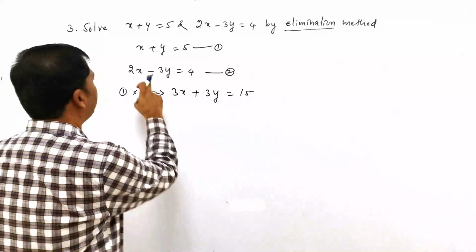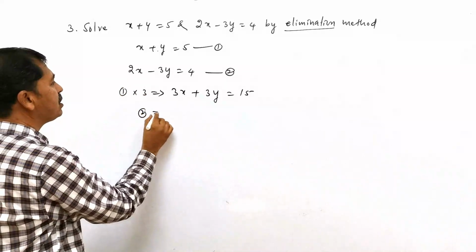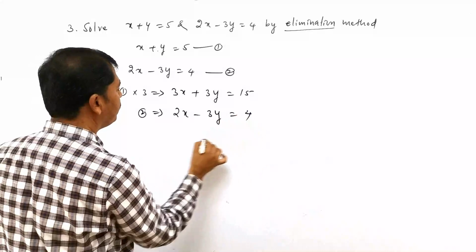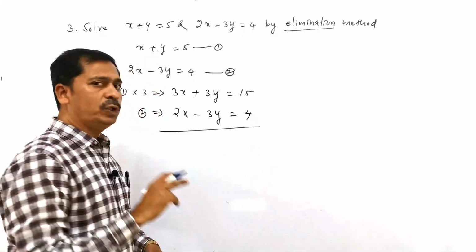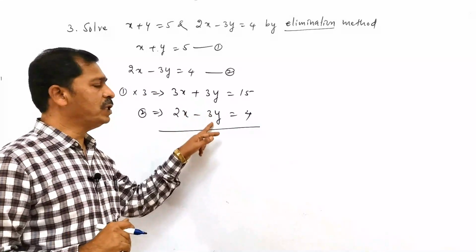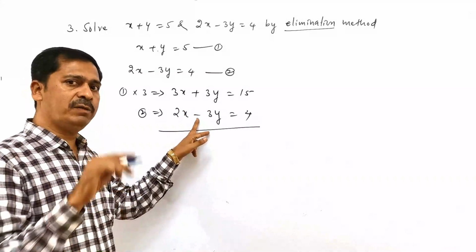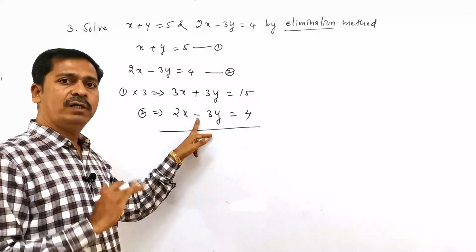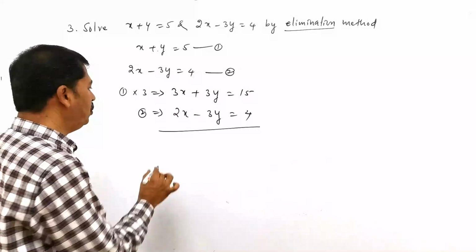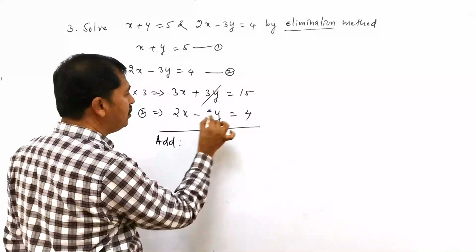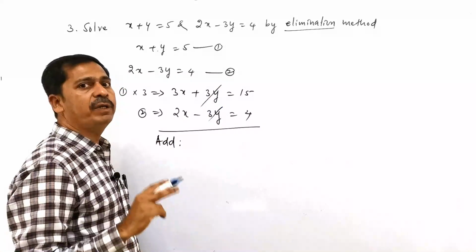Then write the second equation as it is, no change: 2x minus 3y is equal to 4. Now it is the time to add these two. If you have the same signs with the same coefficients, then you take the difference. It is the time to add the two equations. If you add these two equations, plus 3y minus 3y eliminates.